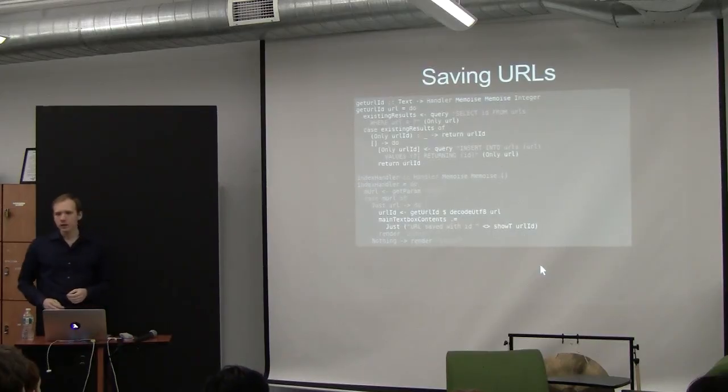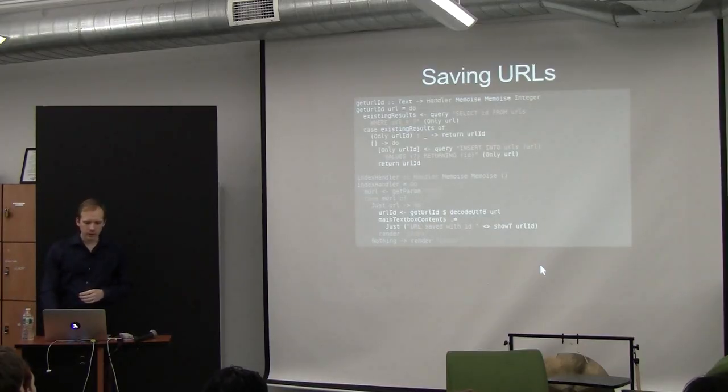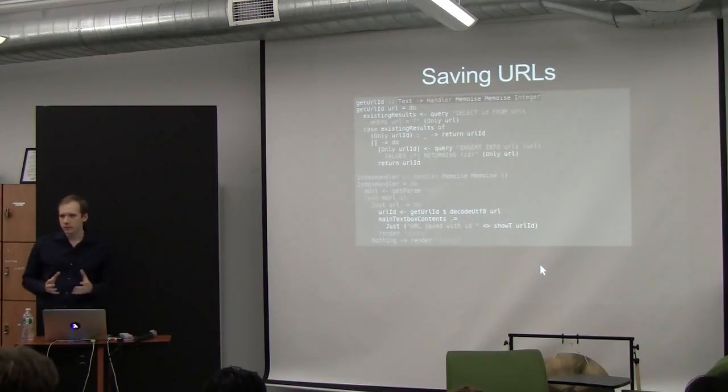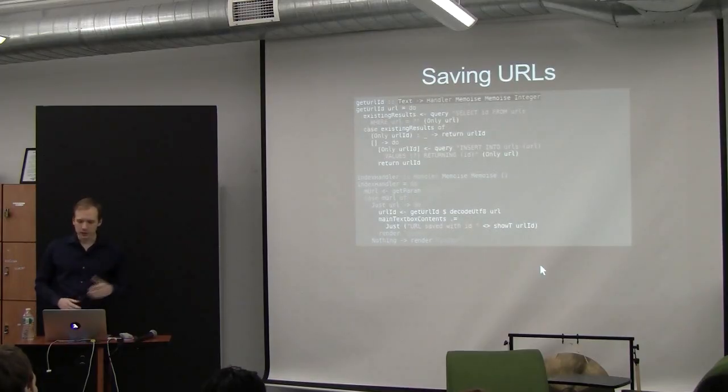And that's what we're going to do. So we have a little function here called getURLID. And what it does is it saves a URL that you give it and gives you an ID back. And that ID is going to be how we shorten it. So if we look at the type of getURLID, it's a function. That's what the arrow means in Haskell. It takes a text value, and that's going to be the URL. And then it does a handler action. In this case, it's going to do some actions to interact with the Postgres database. And it returns an integer. So this is following pretty much the same form as we've used everywhere else, except that now we're taking an argument.